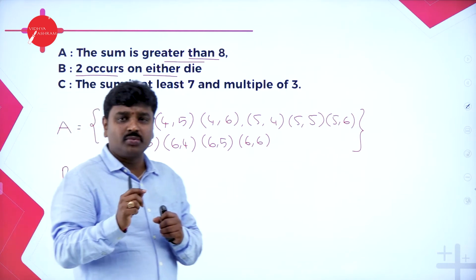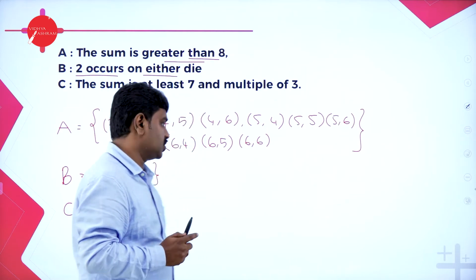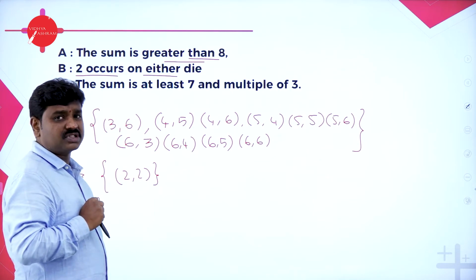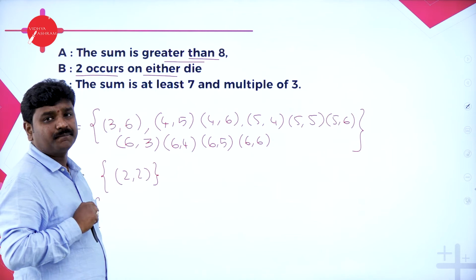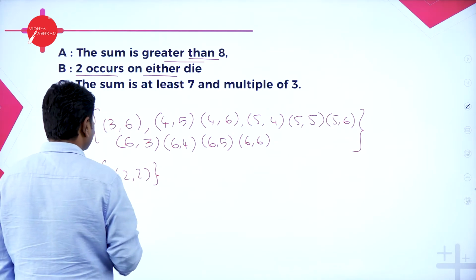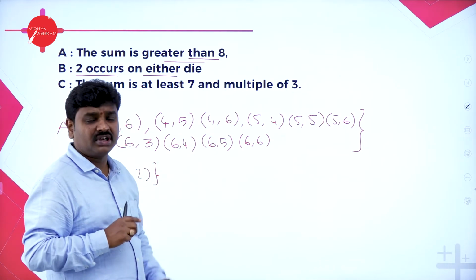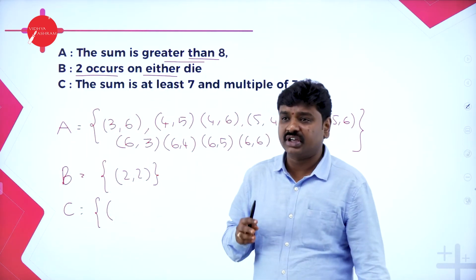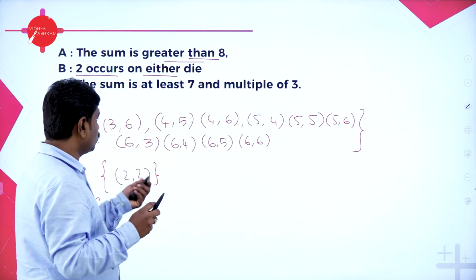When you add, it should be at least 7, meaning 7 or more, and that sum should be a multiple of 3 also. At least 7 means 1, 6: 1 plus 6 becomes 7, but it's not a multiple of 3. With 1 we can't get anything. 2 I'll take. 2 plus 5 gives you 7, and 7 is not a multiple of 3. 2, 6 gives 8. So with 2 it is also not possible.